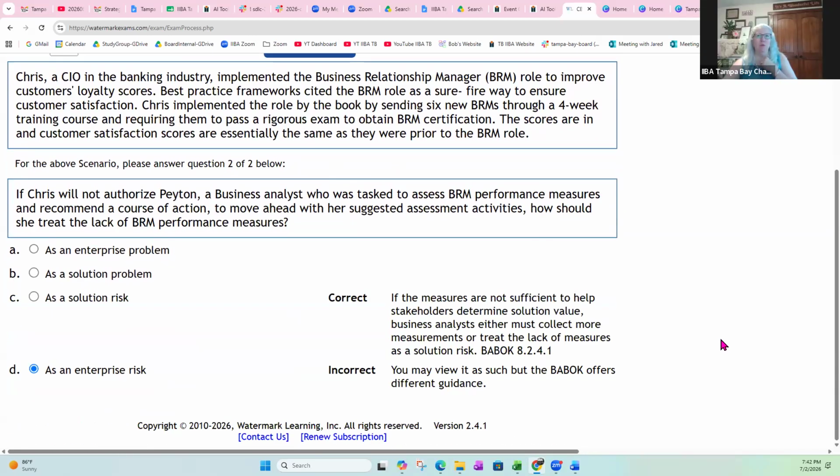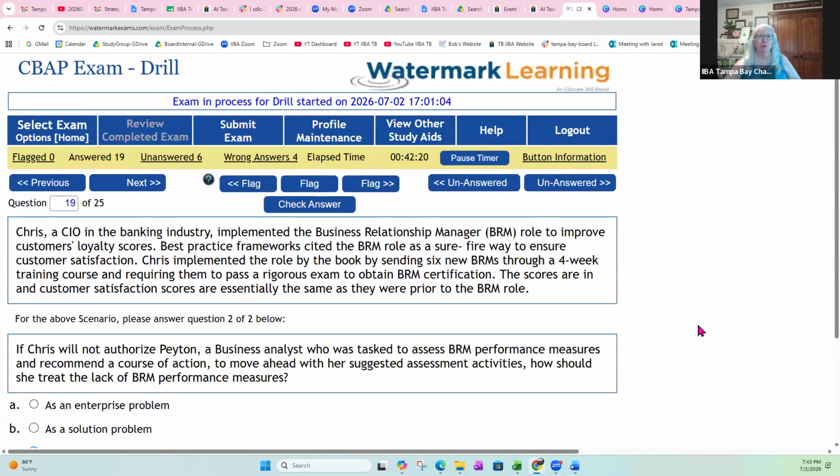Oh, I was leading you wrong. I'm so sorry. It's not external. Okay, so it says the correct answer: if the measures are not sufficient to help stakeholders determine solution value, the business analyst must either collect more measurements or treat the lack of measures as a solution risk. Y'all pick solution, and I push you to enterprise. Well, you got solution.